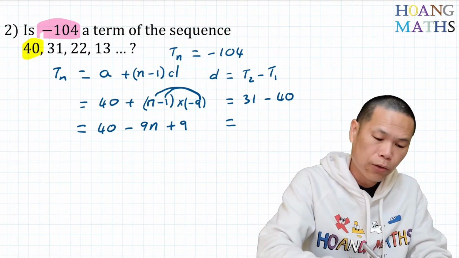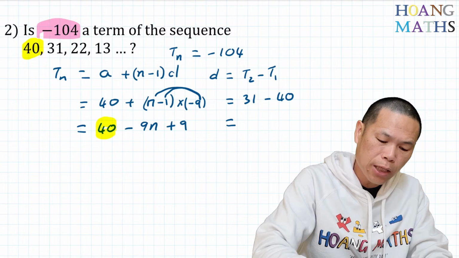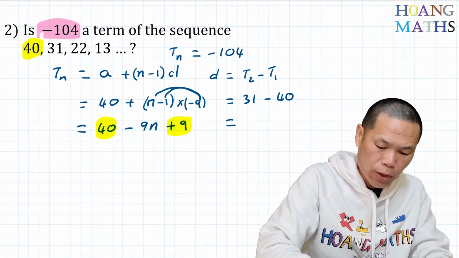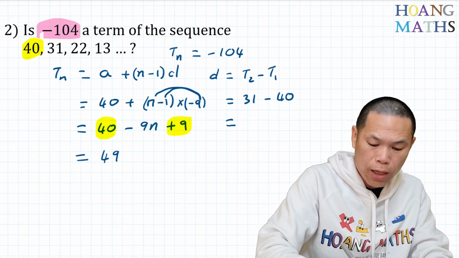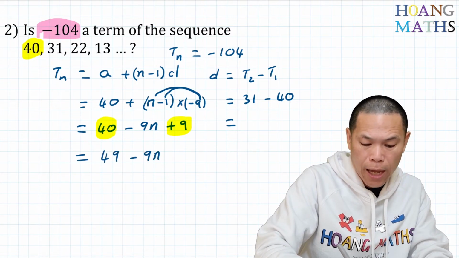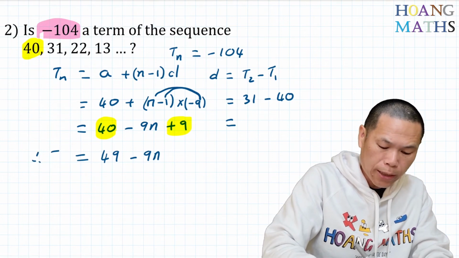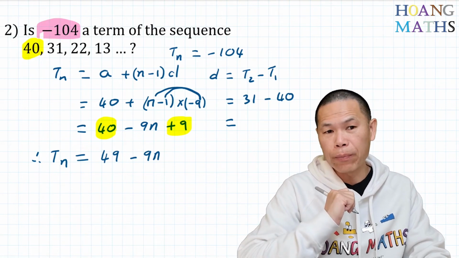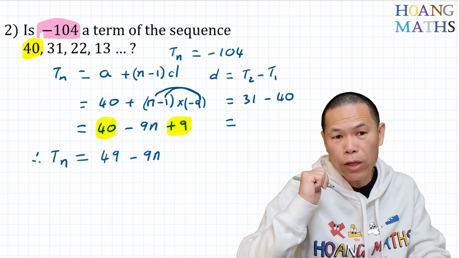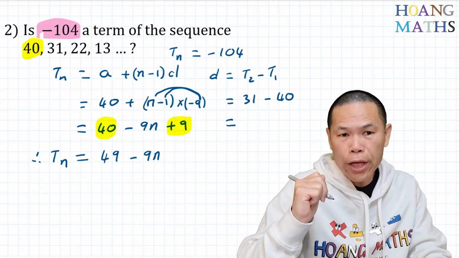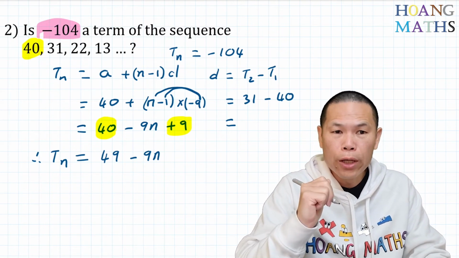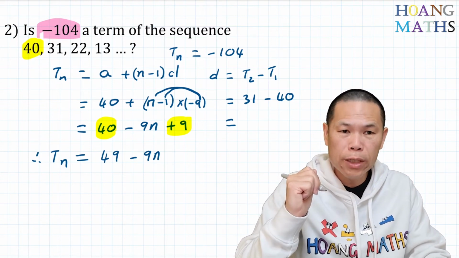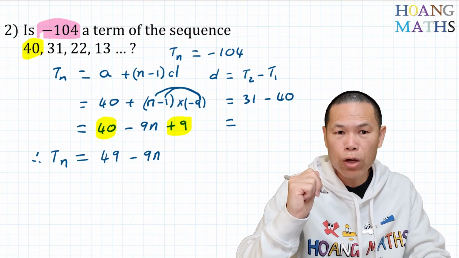Okay, don't forget. Now I collect these like terms. 40 plus 9 will give me 49. So I write 49 minus 9n. This is the n-th term. So t of n is equal to 49 minus 9n. Now we need to evaluate the value of n for negative 104. Remember, if n is a whole number, negative 104 will be a term of the sequence. Otherwise, it will not be, okay?